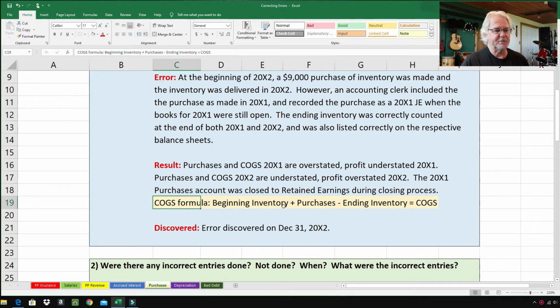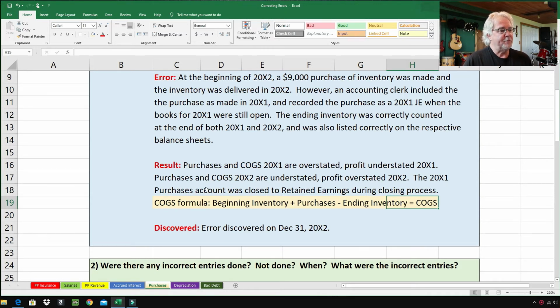Beginning inventory plus purchases minus ending inventory is cost of goods sold. So if purchases is overstated, cost of goods sold is overstated. And as you probably know, cost of goods sold is an expense on the income statement. So purchases and cost of goods sold 2001 overstated, profit understated. However, purchases and cost of goods sold for 2002 are understated, and therefore profit is overstated for 2002.